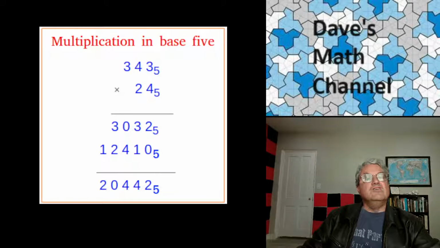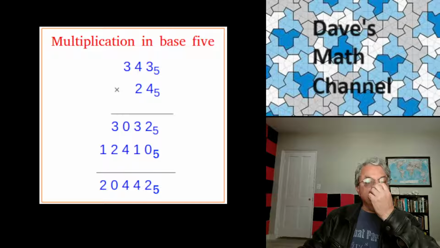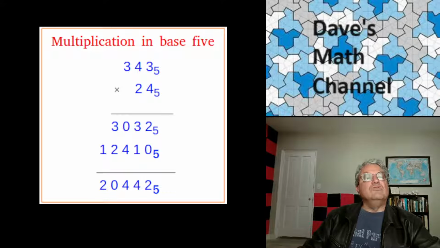You just use the last digit of the second number. So if you multiply 343 in base 5 by 4 in base 5, I'm not going to go through all the steps. You get 3032 in base 5. That's the first number you write down. And then you do the same thing.